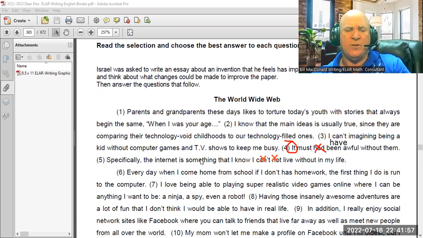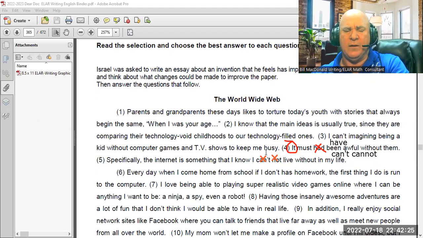So they either have to say one of these two choices, and if you want to talk about multiple answers, you could either say, the internet is something I know I can't, and just remove not. I can't live without, or the internet is something I cannot live without, and both of those would be correct.